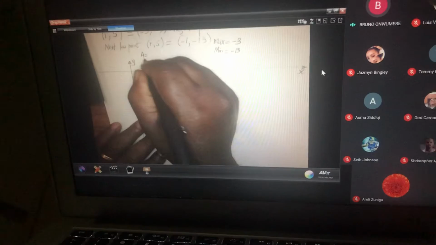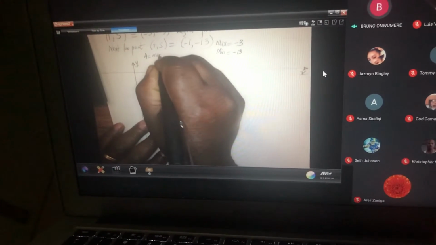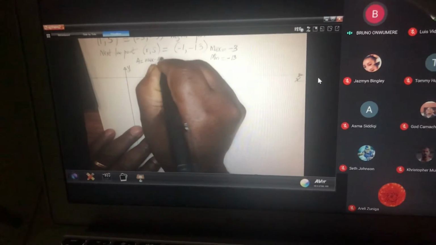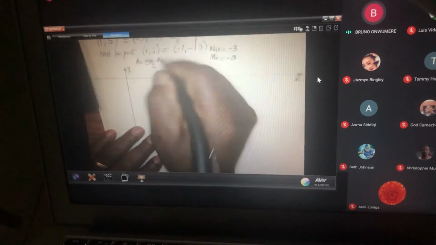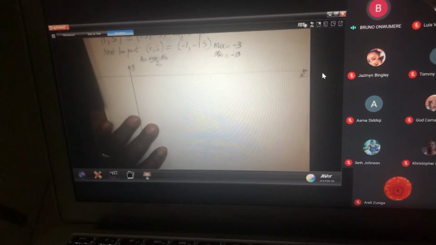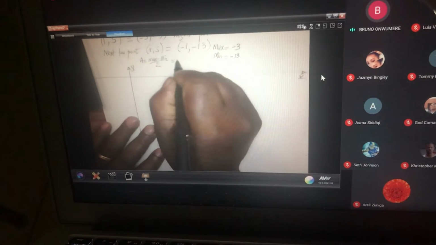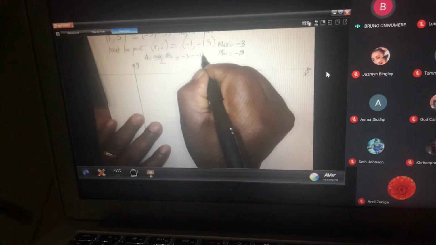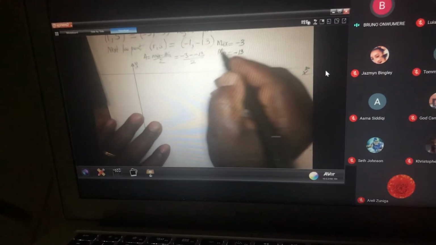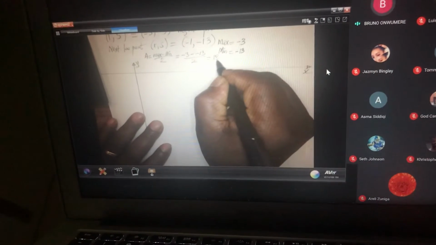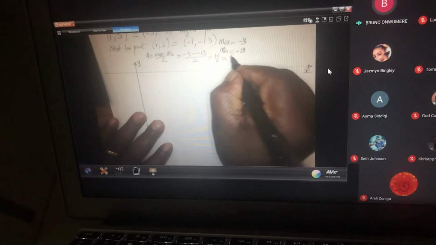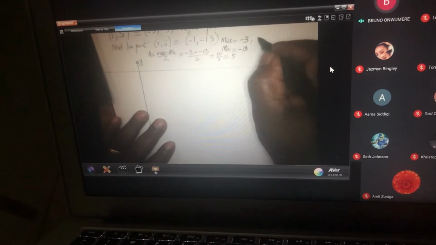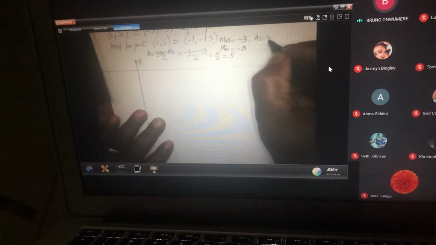Can you find the amplitude according to what I taught you? How do you find the amplitude? Amplitude is the max minus the min, divided by 2. I gave you this formula already. The max is -3 minus -13, divided by 2. That gives me 10 divided by 2. Therefore, A is 5. A is equal to 5.